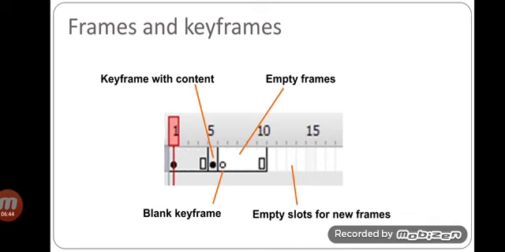In this image you can easily know about the frames, keyframes, empty frames, blank keyframes, and empty slots for new frames. A solid black circle is the frame that is known as a keyframe. Next we have a blank circle in this area, that is a blank keyframe. Next are the empty frames and the empty slots for new frames.